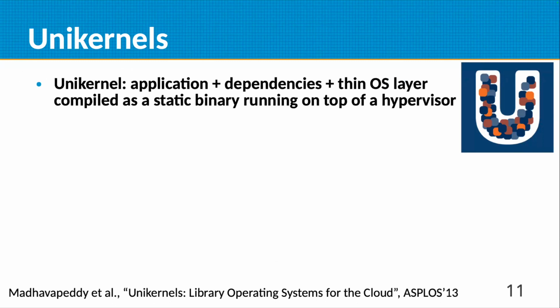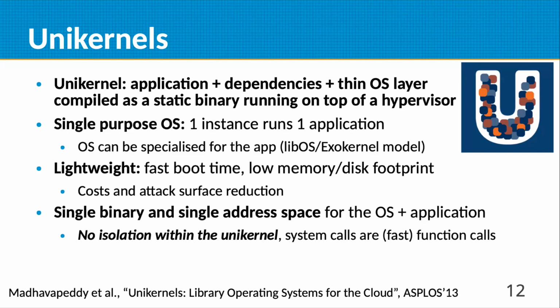It is not unlike some embedded operating systems. All of that is compiled as a static binary and running generally in a virtual machine. So unikernels are single purpose. One instance of the operating system will run one and only one application. If you want to run multiple applications, you run multiple unikernels. So this is a library operating system model.